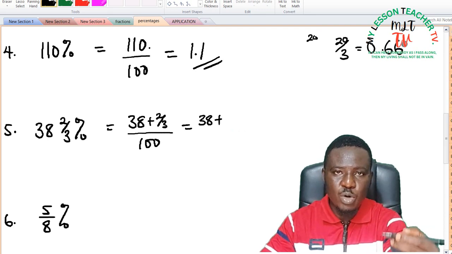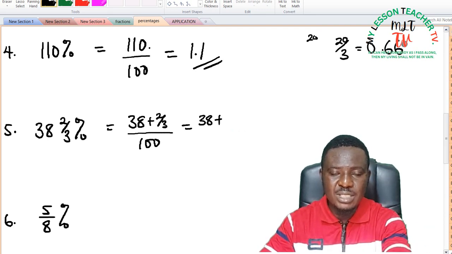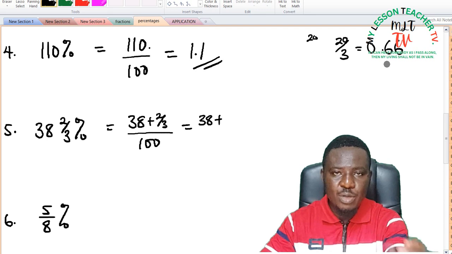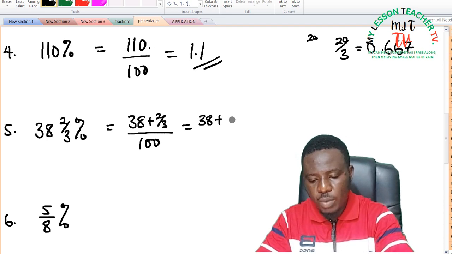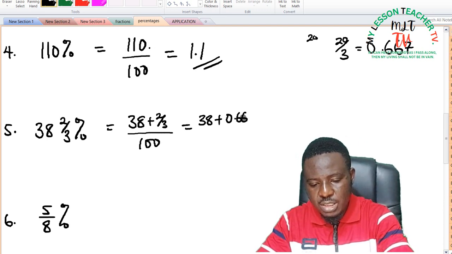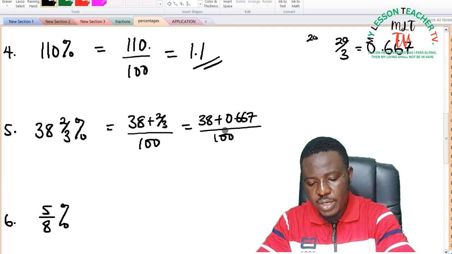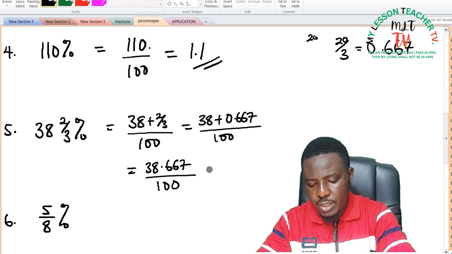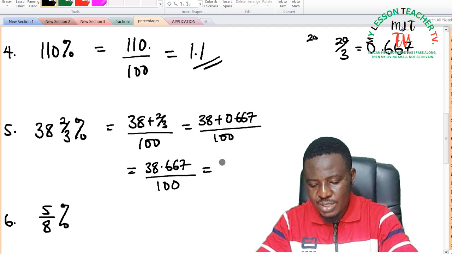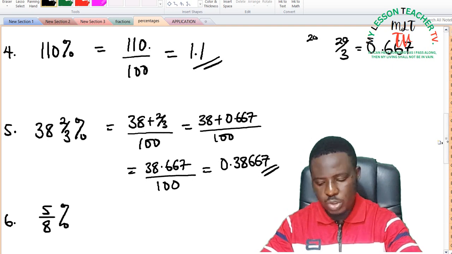So when it gets to this point where you have recurring decimals, you can approximate it. So instead of writing 0.666666 forever, we can approximate it to 3 places of decimal by saying this is 0.667 approximately. So this is plus 0.667 divided by 100. This is equal to 38.667 divided by 100. So 38 2 over 3% can be said to be 0.38667 in decimals.